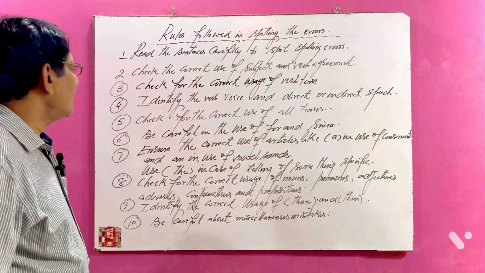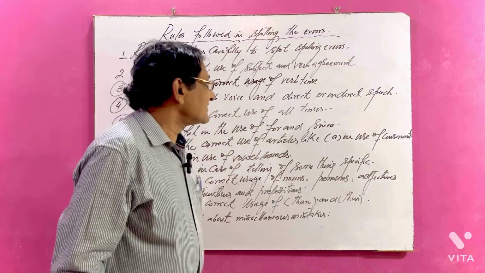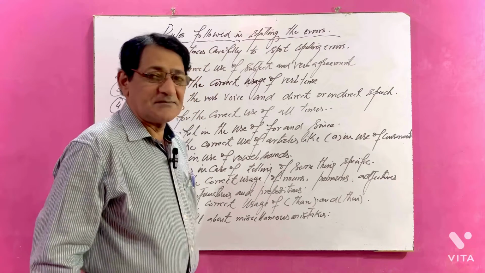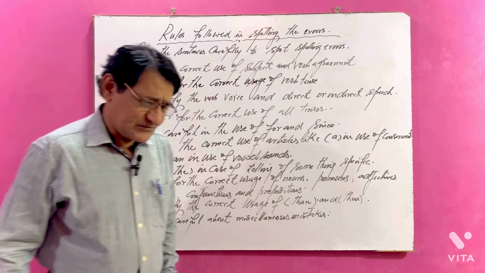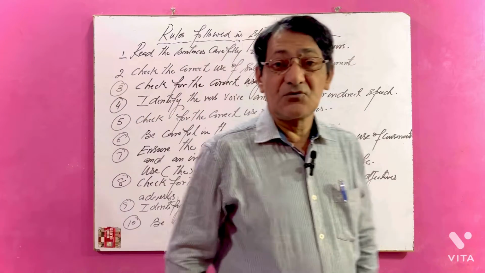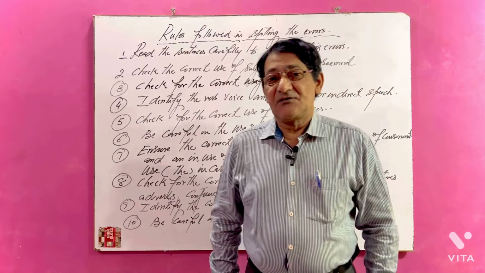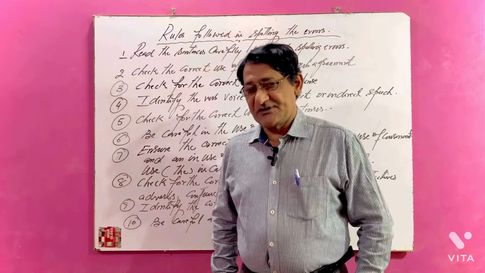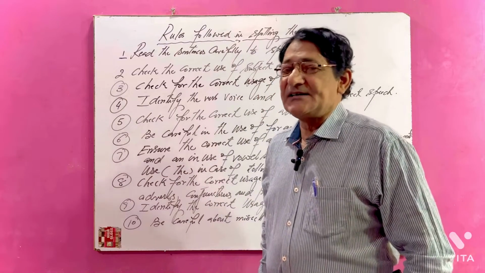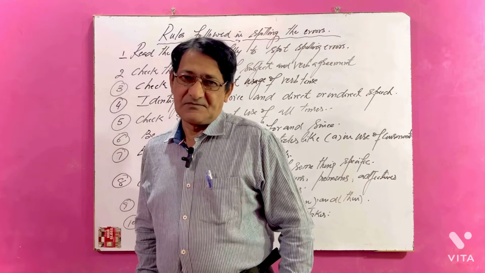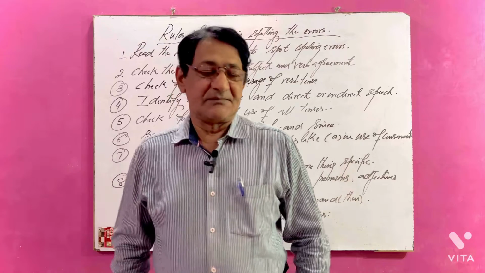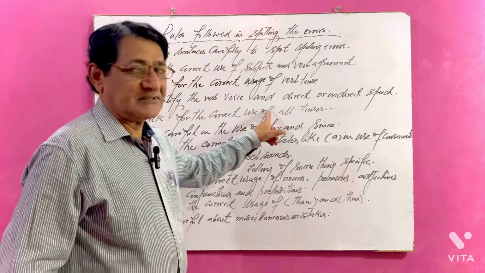Number 4, identify the verb voice and direct and indirect speech. What kind of voice has been used in a sentence? We are to look for that. And we also have to identify especially direct and indirect speech form. It can help us to solve many problems and help us in spotting the error.